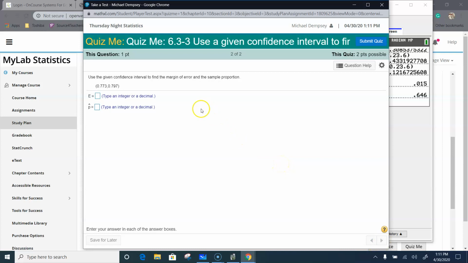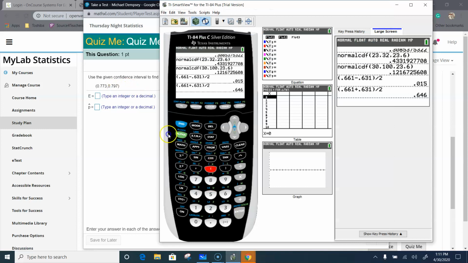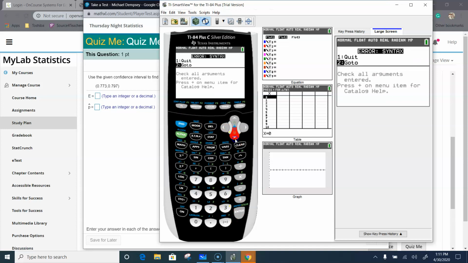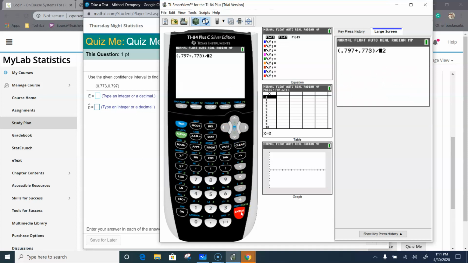Same thing again. Add and subtract them. Just to give you a lot of practice with these. So I go 0.797 plus 0.773, divide that by 2. And then use my trick, second enter, and we can just go back and subtract them.